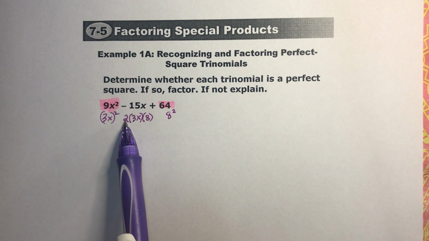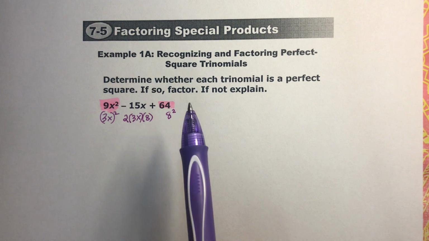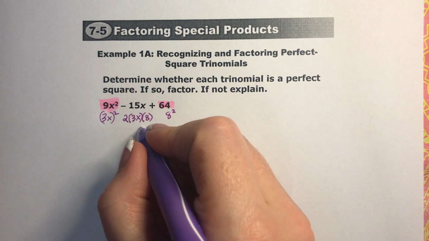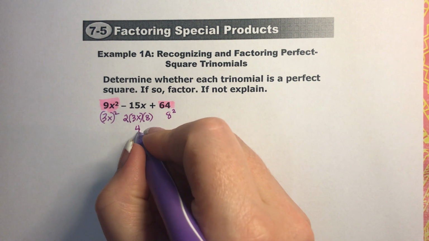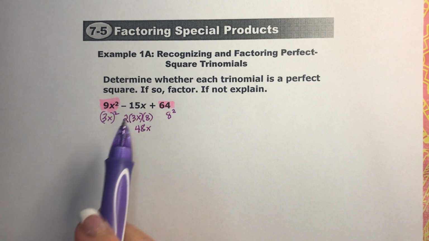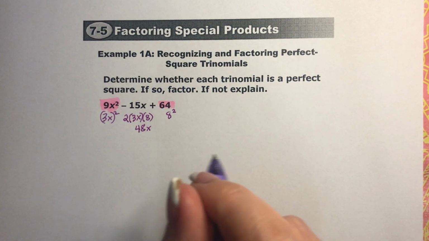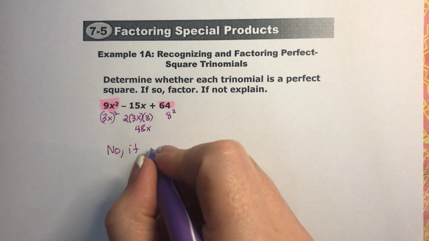So you would go 2 times 3, which is 6, 6 times 8. So this middle term, for it to be a perfect square trinomial, would need to be 2 times 3 is 6, 6 times 8 is 48. It would need to be 48x, and it's not, okay? So we can say, is it a perfect square trinomial? No, it is not.